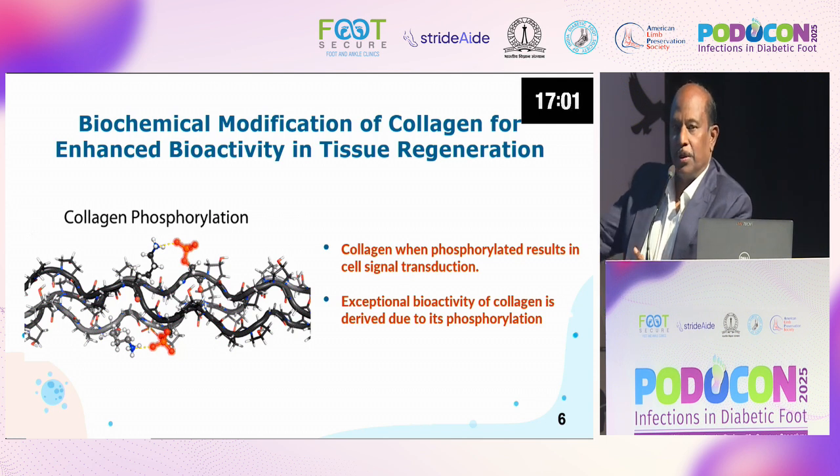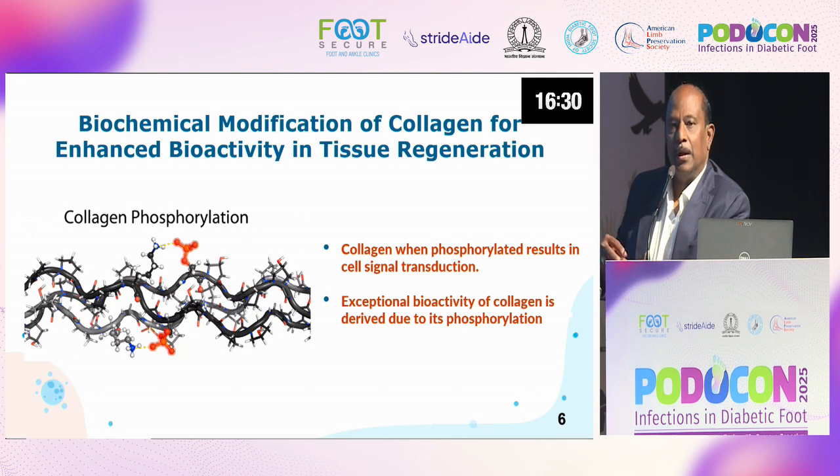It undergoes a series of changes. Now, as a clinician, I'm trying to put down my presentation in a way so that, from the clinical point of view, you'll understand. So we know all the different stages of wound healing, right? Once the wound healing cascade of events starts, the collagen that is produced by the cell goes to the extracellular matrix, and there it has to undergo different changes.